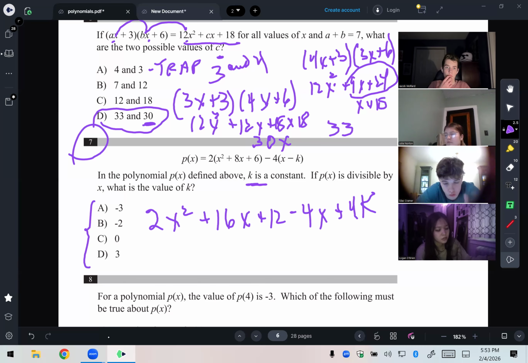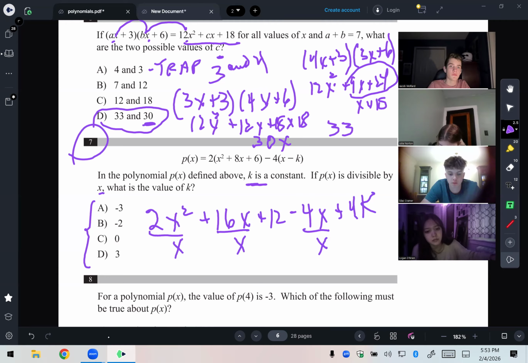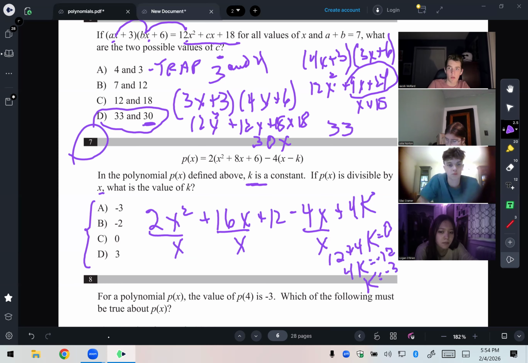So now, if I look at this, do you see this? I want to have everything divisible by x. This is divisible by x. This is divisible by x. This is divisible by x. So the only thing that's remaining is 12 plus 4k. So if that can go to 0, then the whole thing is divisible by whatever x is. So I could subtract 12 from both sides. I would have 4k equals a negative 12. So k would be a negative 3. So that one is A.